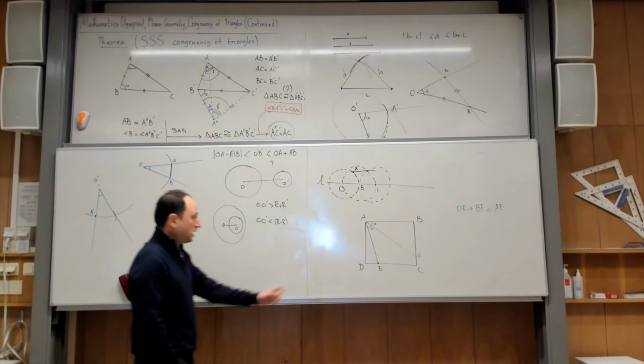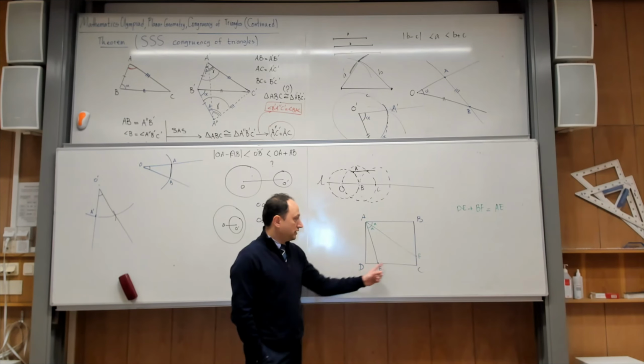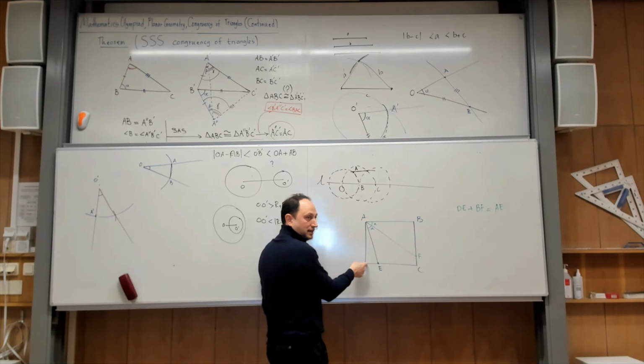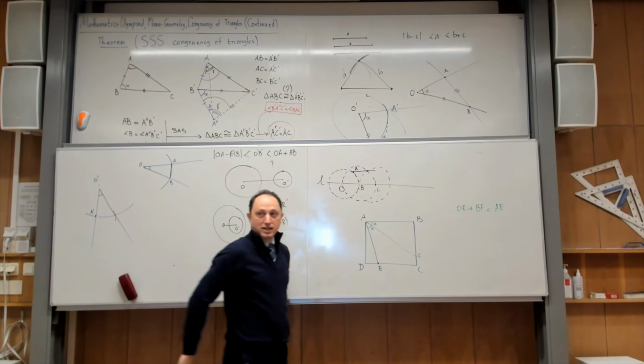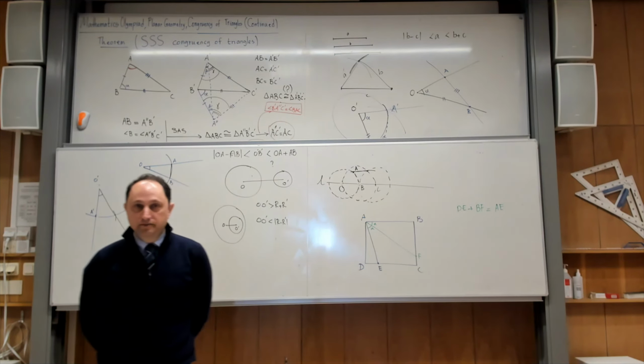So you see, I just pick a random point E on DC. I connect A to E, and then it makes an angle. I divide it into two parts, and then this green line, which is the angle bisector, goes and cuts BC at F. And then I am claiming that if you measure the size of BF and DE and add them up, it becomes exactly equal to the length of AE.